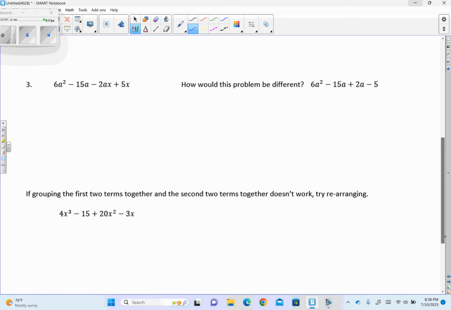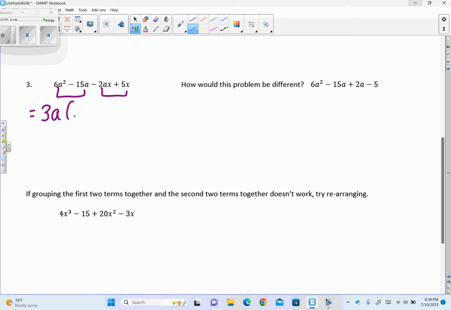Alright, so with number 3, again we got 4 terms. There isn't a single common factor to all 4 of the terms, so we're going to look at it the same way. We're going to group the first 2 and the second 2. This time I have 6a squared minus 15a. So we're actually going to have a common number and a common variable. 6 and 15 aren't multiples, but they are both divisible by the number 3. And then I have an a to the second and an a to the first. So we always take the smallest.